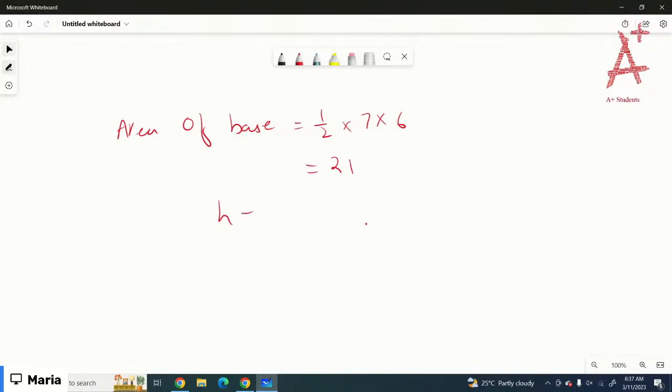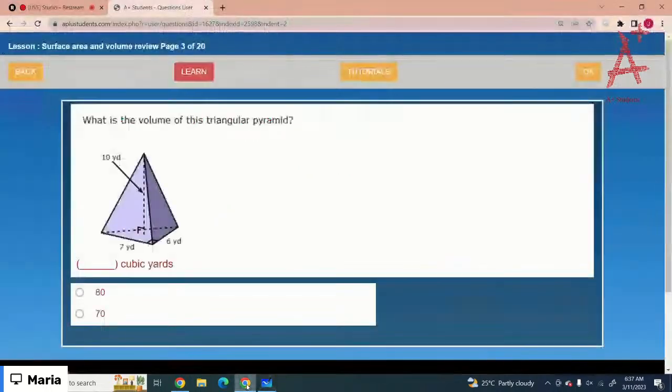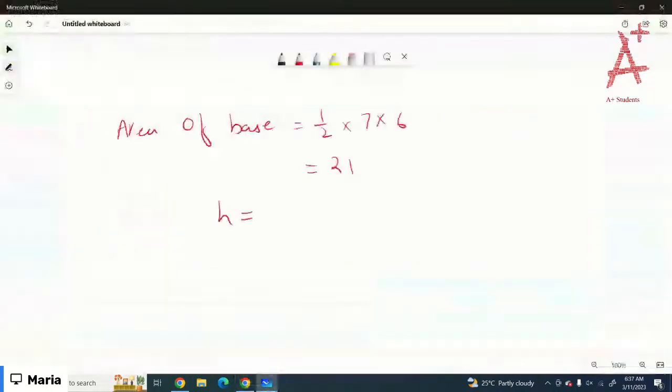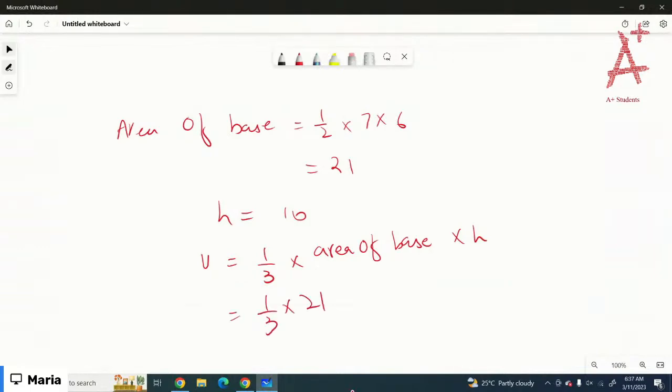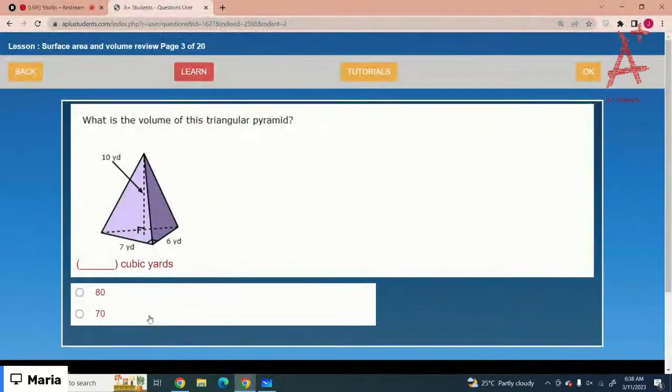So the height of the triangular pyramid is 10. Now you have to use the formula V equals 1 by 3 times area of base times height. Got it? So just put in all the values. It would be 1 by 3 times 21 times 10. 3 times 7 is 21 and 7 times 10 is 70. So the volume of the triangular pyramid is 70 cubic yards. Got it?